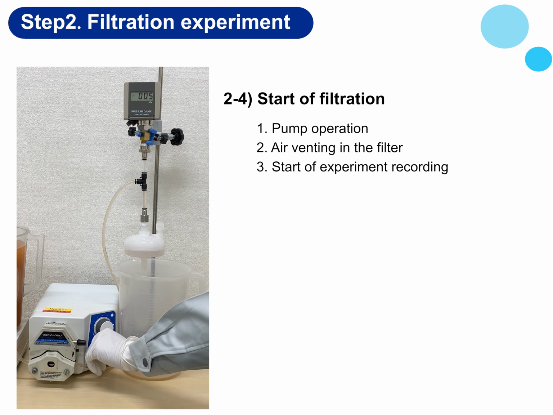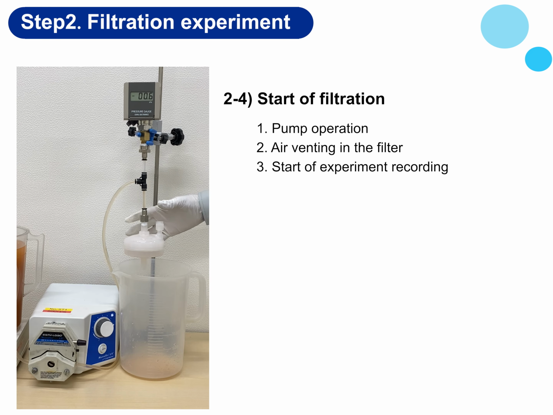Activate the pump to start pumping liquid. The first step after pumping is to remove air from the filter. Accurate filtration evaluation is not possible when air is trapped in the filter. Therefore, it is important to remove the air immediately after the start of pumping. The air vent is closed when the air has been purged.